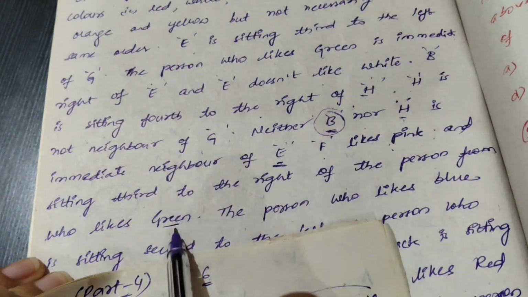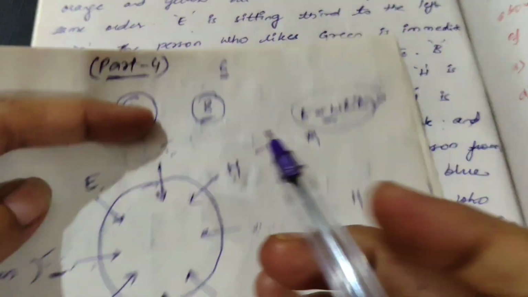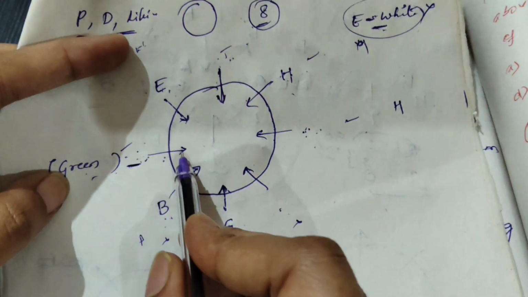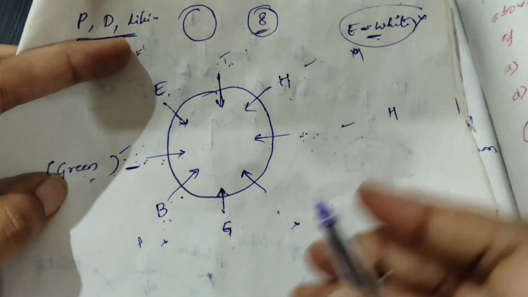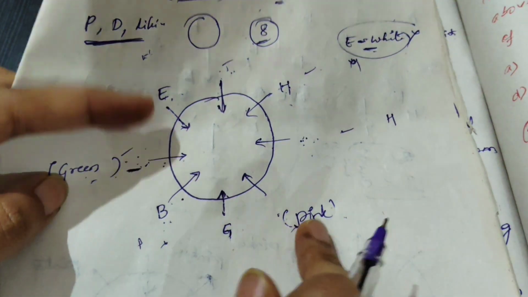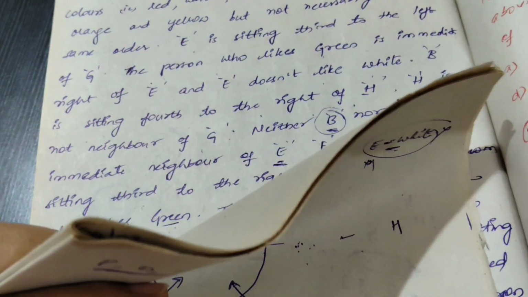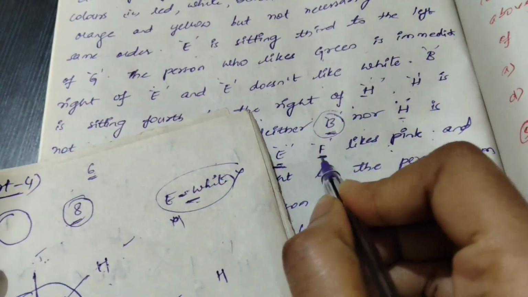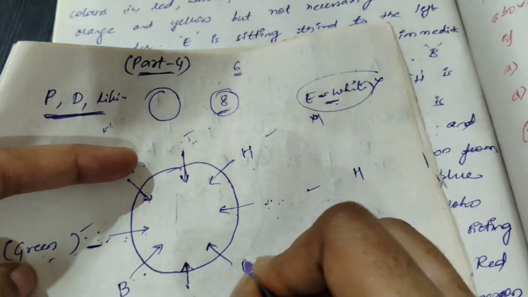So pink is sitting third to the right of green. Where is green? Here. Third to the right means 1, 2, 3. So here pink is sitting third to the right of the person who likes green, and the person who likes pink is F. So here is F.